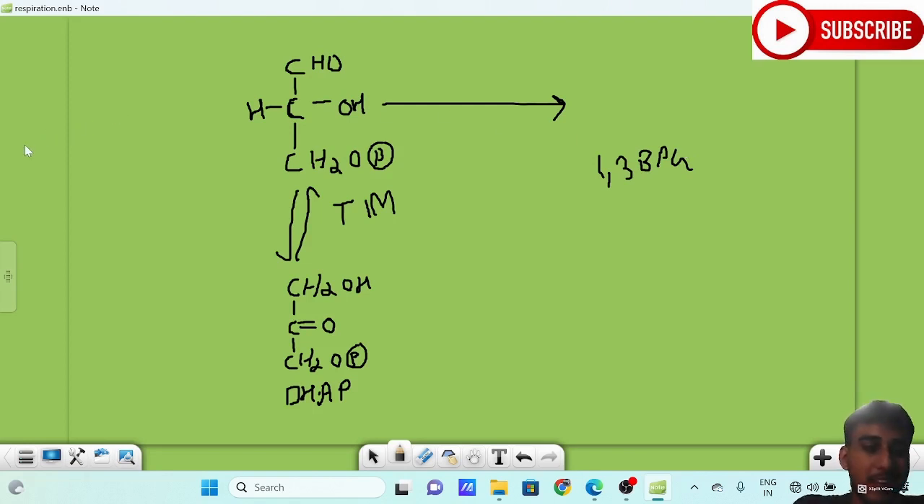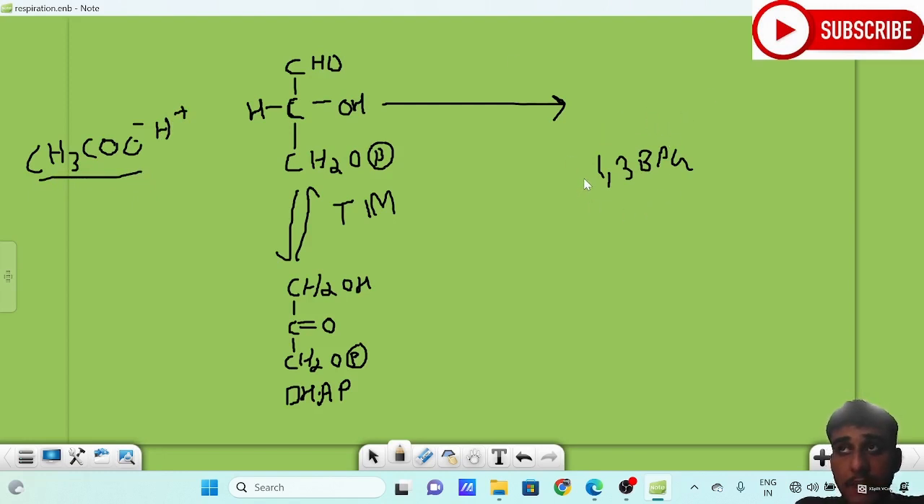Look, I will give a small example. You know the structure of acetic acid, right? CH3COOH is known as acetic acid. If it exists in an ionic form, usually in the physiological pH of the cell, these compounds will exist in an ionic form. So this is known as acetate. So what is this known as? 1,3-BPG is known as 1,3-bisphosphoglycerate or 1,3-bisphosphoglyceric acid.